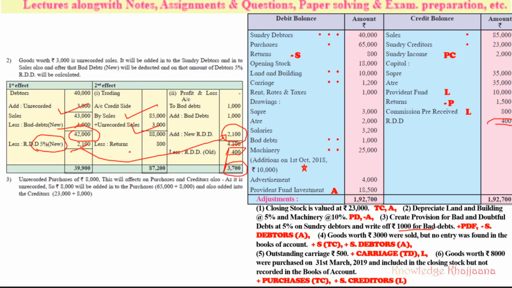Okay, and this is the value of the sales in the trading account credit side, and this is the value of the debtors in the balance sheet asset side.